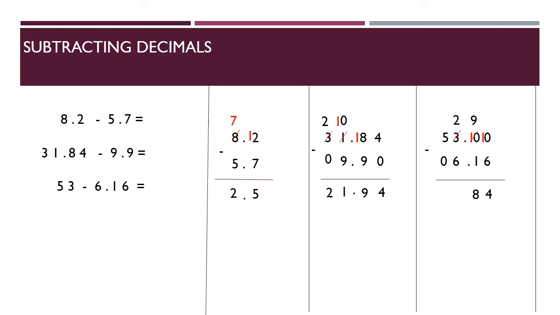0, and then we put the point. 2 minus 6 we can't, so 5 becomes 4 and 2 becomes 12. 12 minus 6 equals 6. 4 minus 0 equal 4.